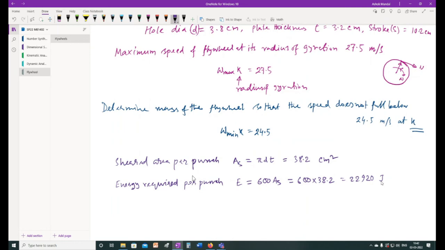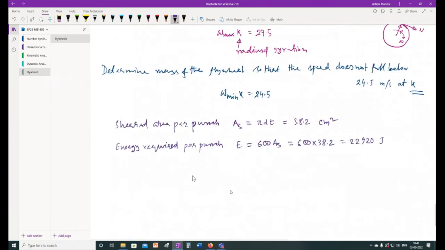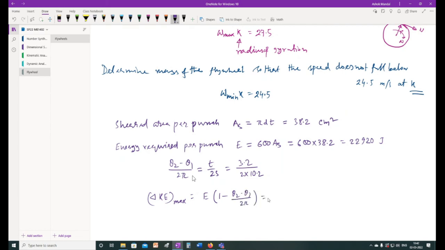Yes, sir. Okay, now we will use that assumption. Which means that theta 2 minus theta 1 by 2 pi is equal to T by 2S. So T is 3.2 and 2S is 10.2. Now, if you remember the kinetic energy fluctuation, the maximum, we got a relation like this: E into 1 minus (theta 2 minus theta 1 by 2 pi). E is now known to us. This is 22920, multiplied with 1 minus this quantity, which is 3.2 by 2 into 10.2.